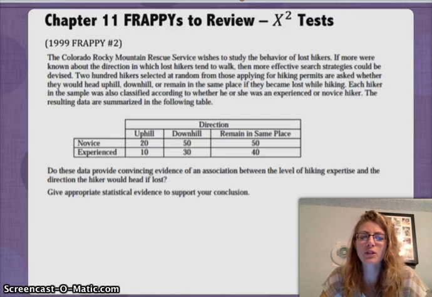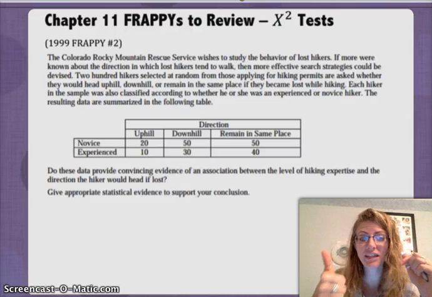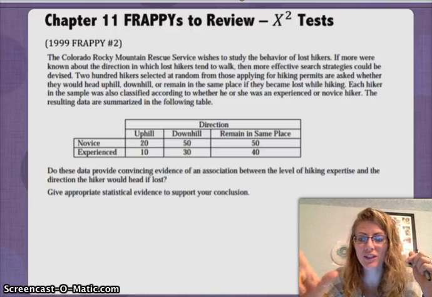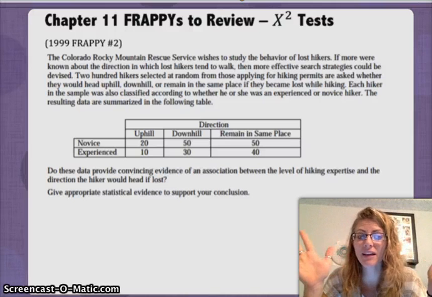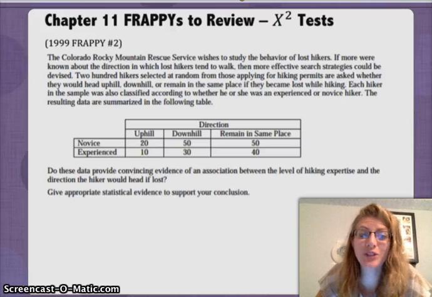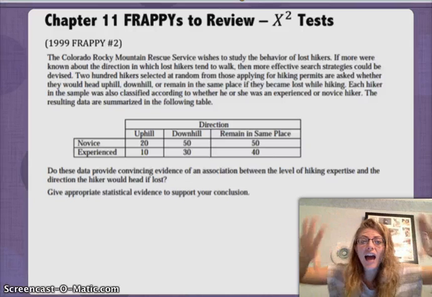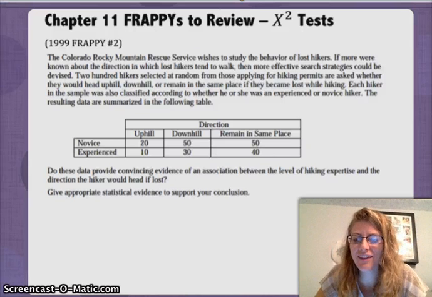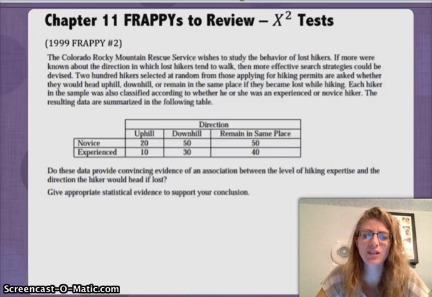The resulting data are summarized in the table below. Okay. Do the data provide convincing evidence of an association, thinking, categorical data, association, hey look, there's a two-way table, maybe I need to do chi-squared test, I don't know, for association, between the level of hiking expertise and the direction the hiker would head if lost. Give appropriate statistical evidence to support your conclusion. All right, let's do it.